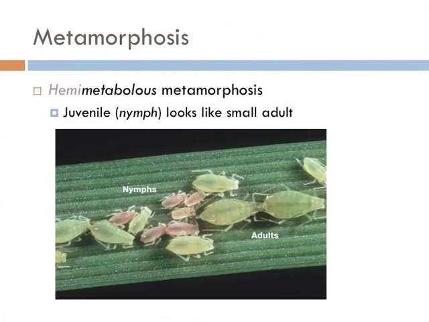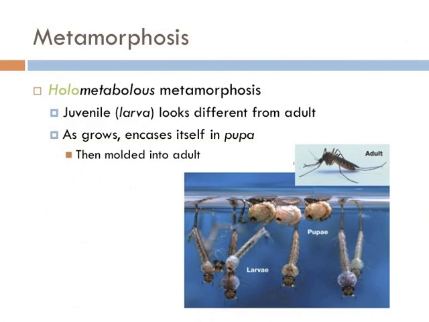The transition from one life form to another is known as metamorphosis, and there are 2 different forms of metamorphosis. In hemimetabolous metamorphosis, the juvenile, known as the nymph, looks like a small version of the adult, as is the case with aphids. However, in holometabolous metamorphosis, the juvenile, known as the larva, looks totally different than an adult. And the transition from larva to adult occurs when the larva encases itself inside a pupa, which then develops. Mosquitoes and butterflies go through holometabolous metamorphosis.